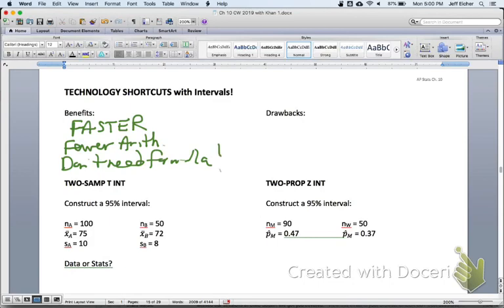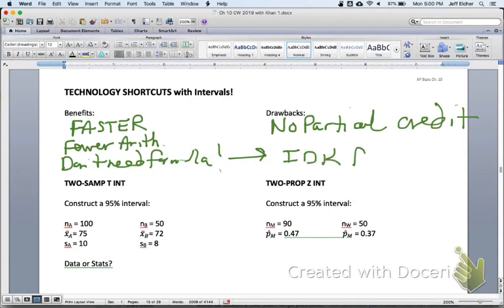However, the drawback is, if you use one of these calculators incorrectly on the AP exam, you get no partial credit. It's either all right or all wrong. So it's a little bit of a gamble. The other drawbacks are kind of related to this one. If you only use these technology shortcuts, then maybe it's kind of like, I don't know the formula.